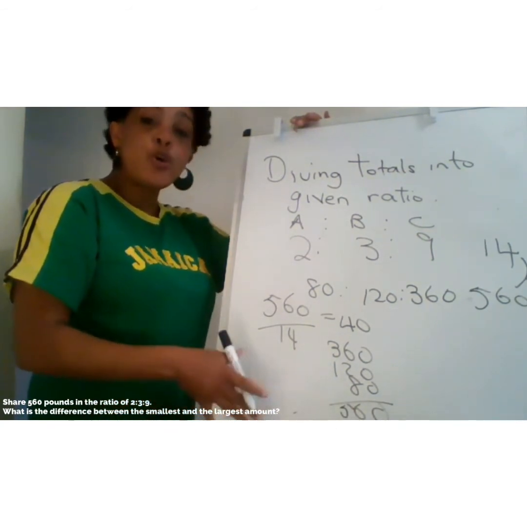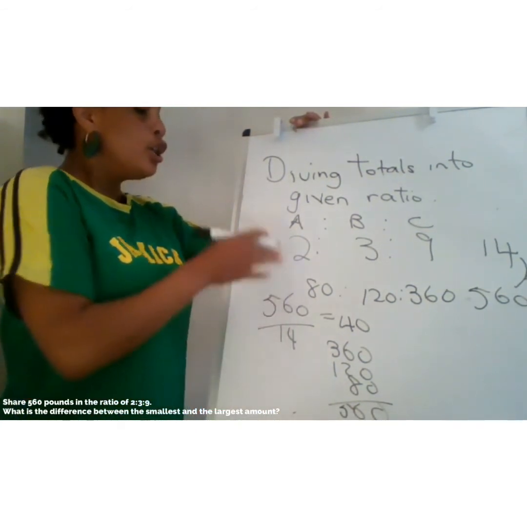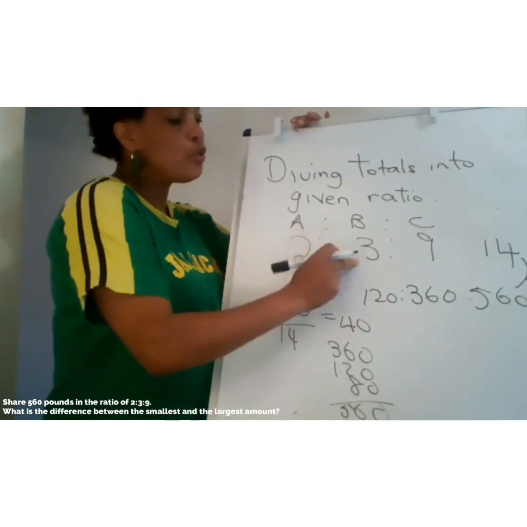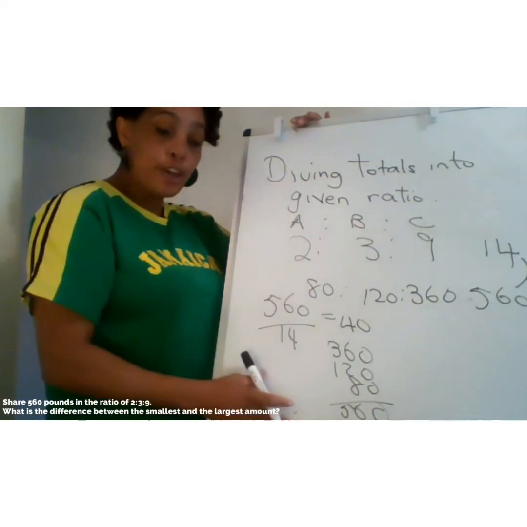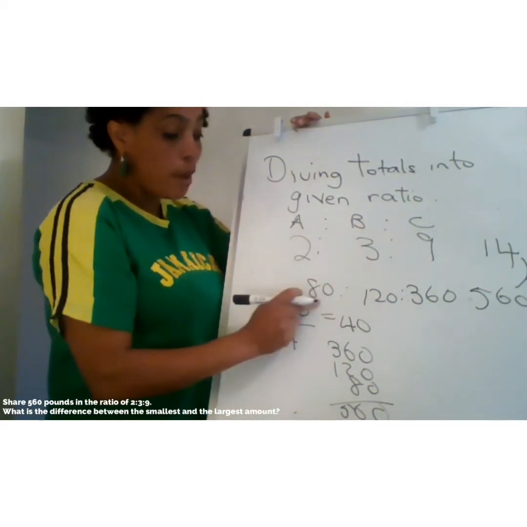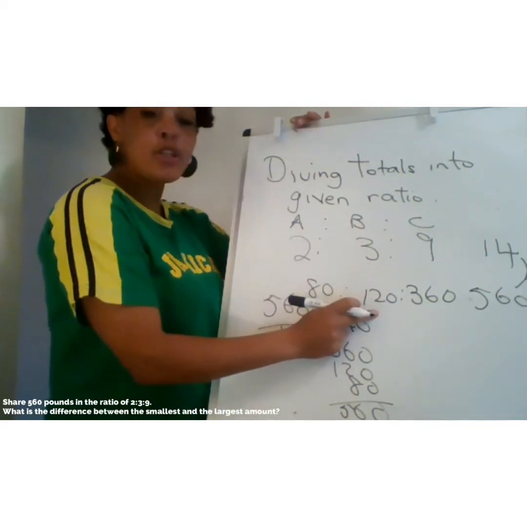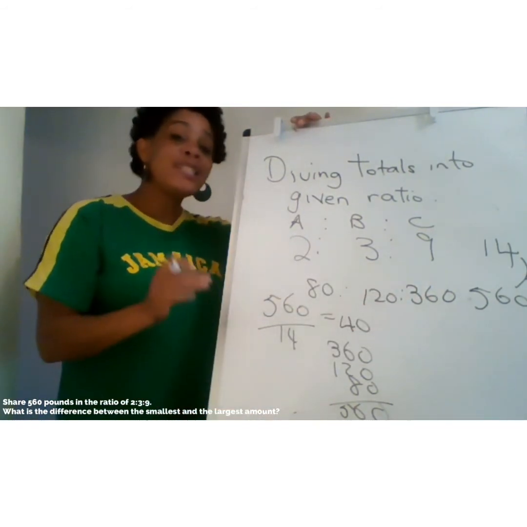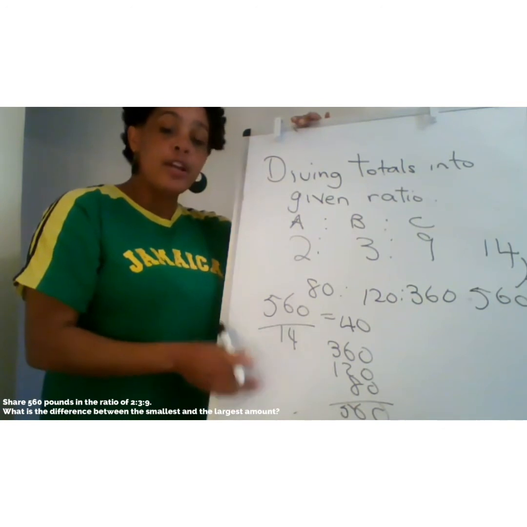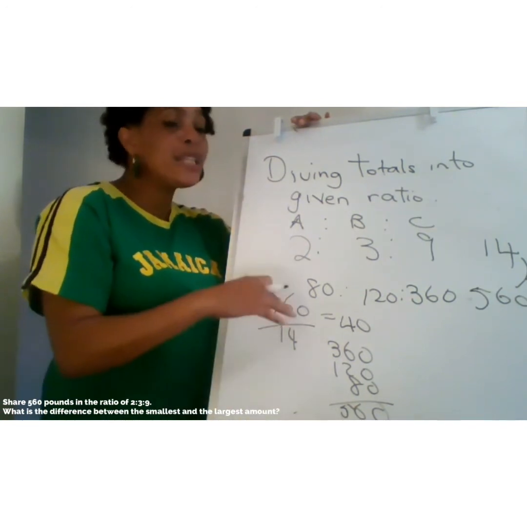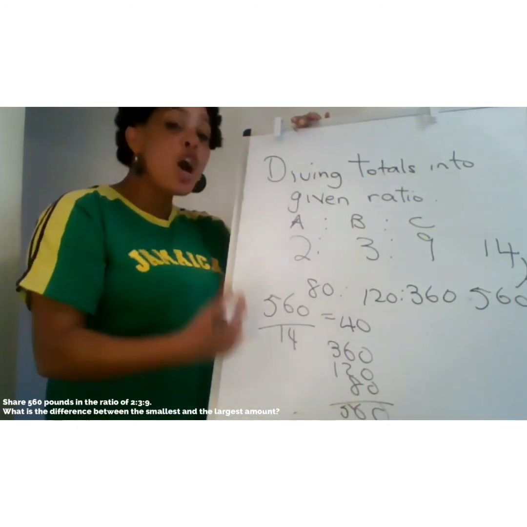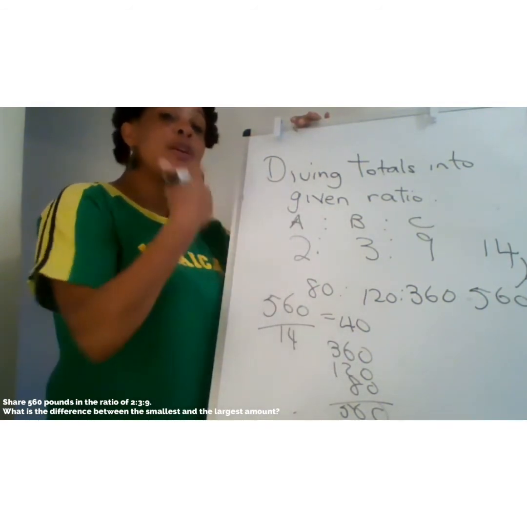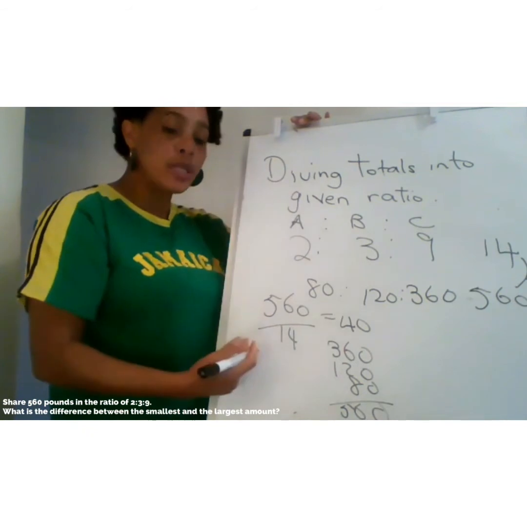So the question is, share 560 in the ratio of 2 to 3 to 9. So if we share it into 2, 3 to 9, one person would get 80, one person would get 120, and one person would get 360. But the question did not stop there. The question says, what is the difference between the largest amount and the smallest amount?